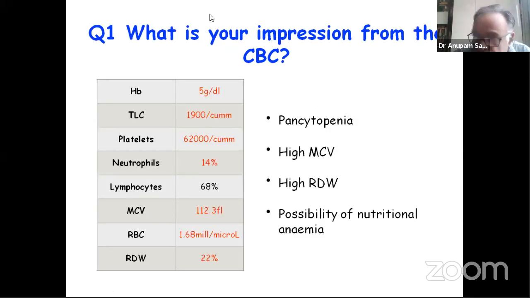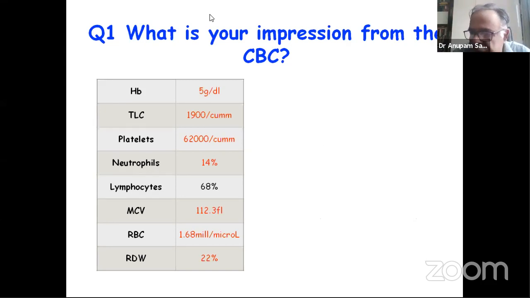What is your impression about it, Dr. Yadav? This was the CBC: hemoglobin 5 grams, TLC 1900, platelets 62,000, and so on. Could you please give your impression about this?